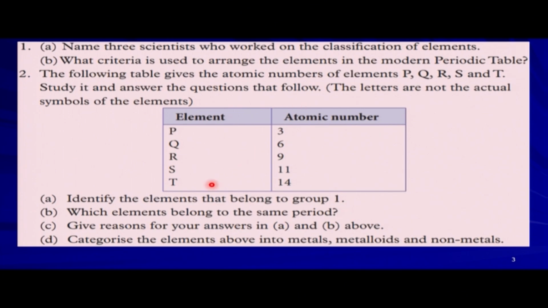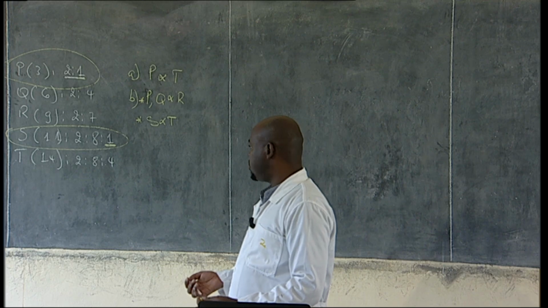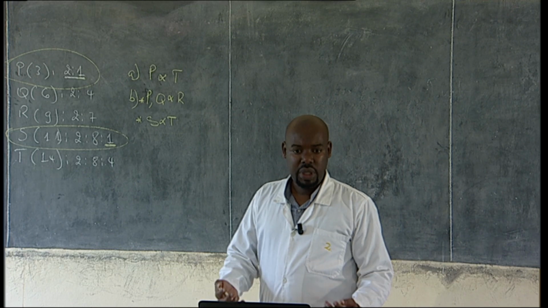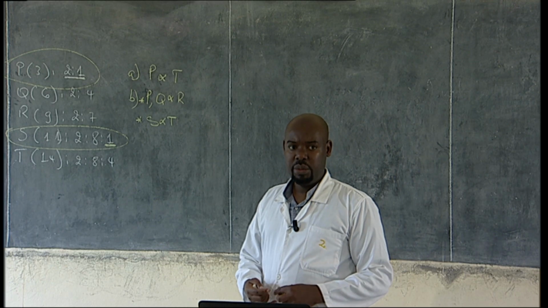Okay? And we go to question number 3. Give reasons for your answers in A and B above. We have already given the reasons. I have explained why. All the detailed explanations have been given. And D, categorize the elements above into metals, metalloids, and non-metals. Which elements are metals? Which elements are metalloids? Or which ones are non-metals?